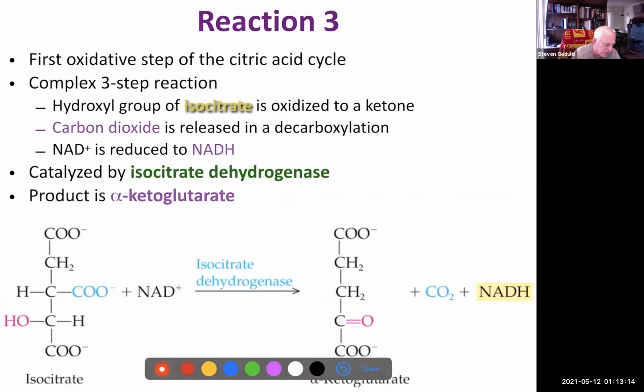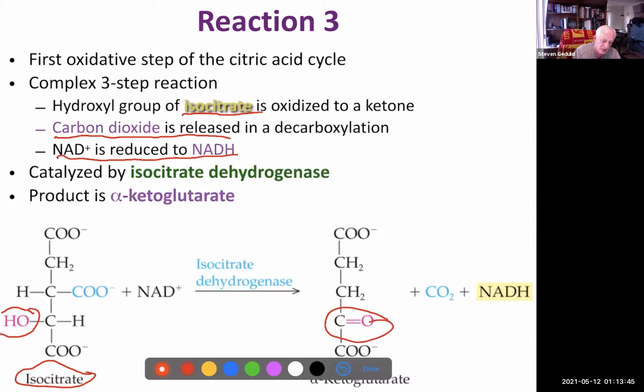The third reaction, we're going to start with isocitrate, which was produced in the second. Okay. So the first oxidative step of the citric acid cycle is the third reaction. Okay. Hydroxyl group of isocitrate, okay, it's oxidized to a ketone. So here's your OH group, and it's going to become oxidized to a ketone. You've added more bonds to oxygen. Okay. Carbon dioxide is released. Okay. In decarboxylation, NAD plus is reduced to NADH. And NADH is going to form more ATP.